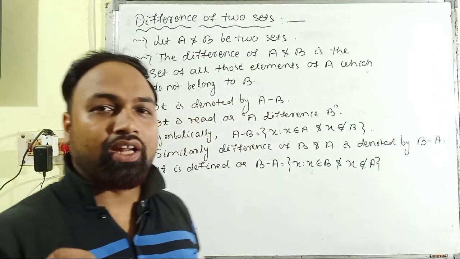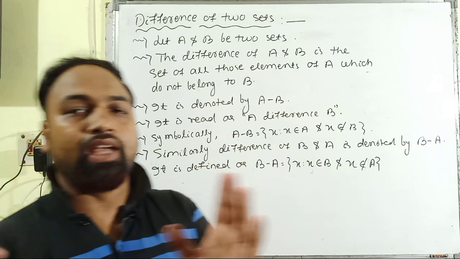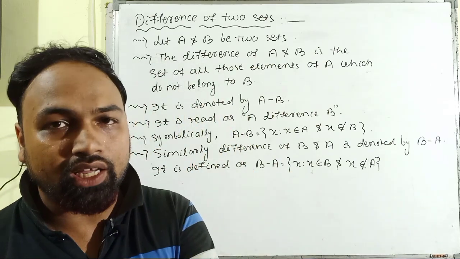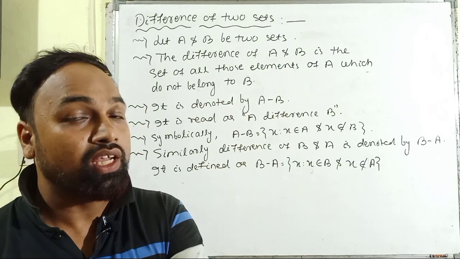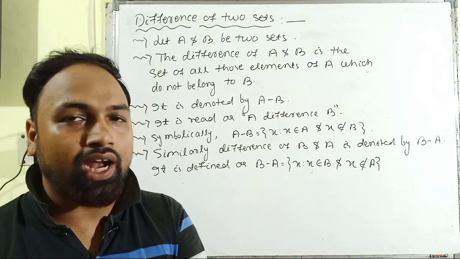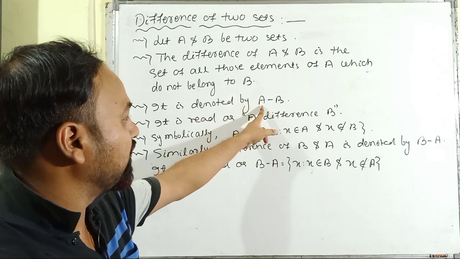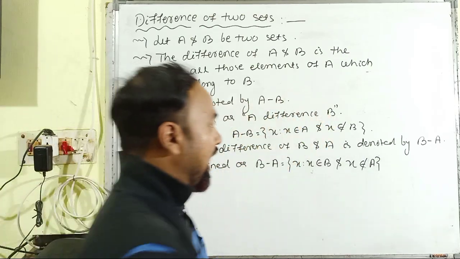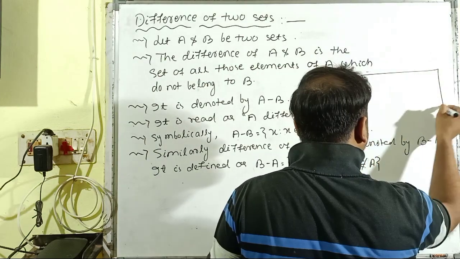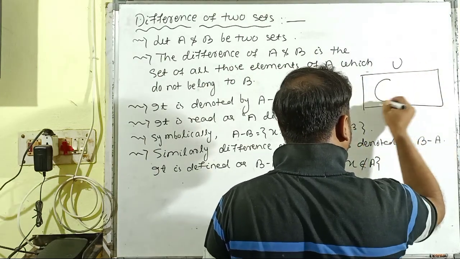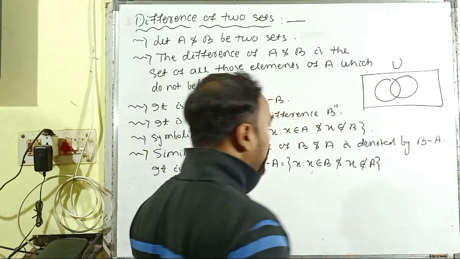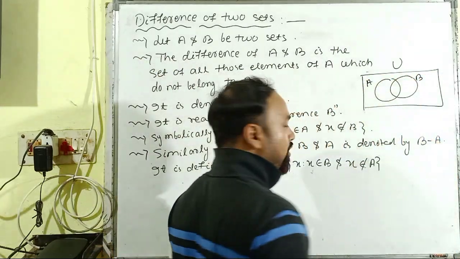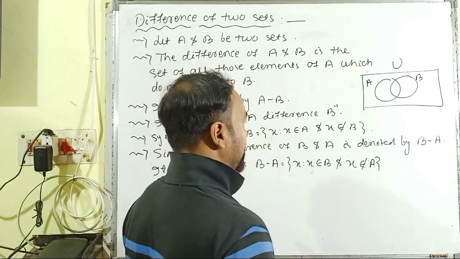Then moving towards the difference of two sets, let A and B be any two finite sets. Then the set of those elements which are present in A but not present in B is called the difference of A and B. It is denoted by the symbol A − B, and it is read as A difference B. And we can also represent it in the Venn diagram method. This is the universal set U, and suppose I have taken two intersecting sets A and B, so that it will be easy to understand what A difference B is in the diagrammatic method.